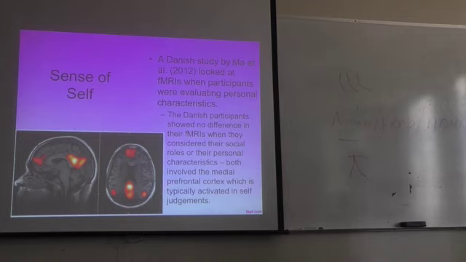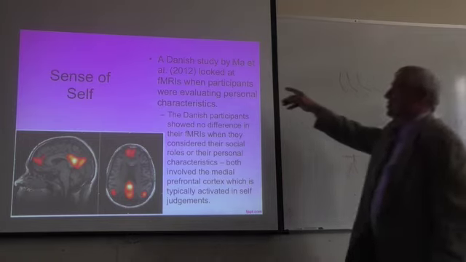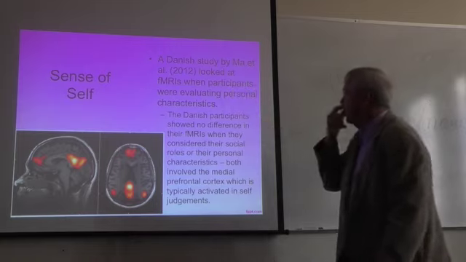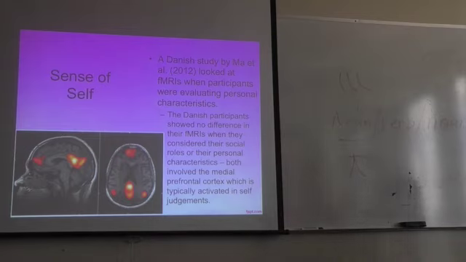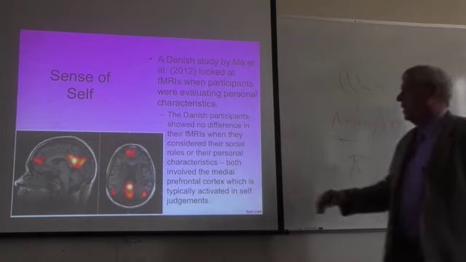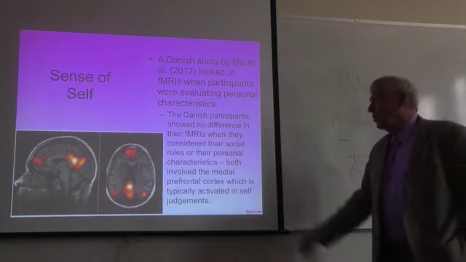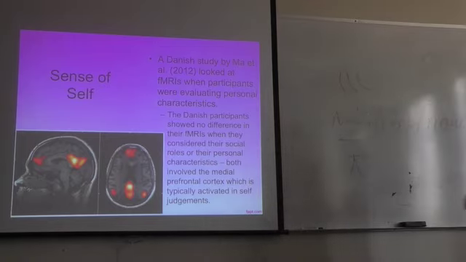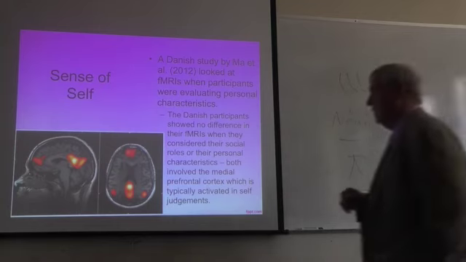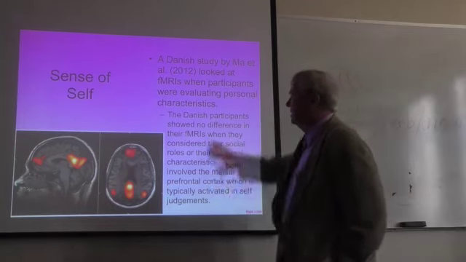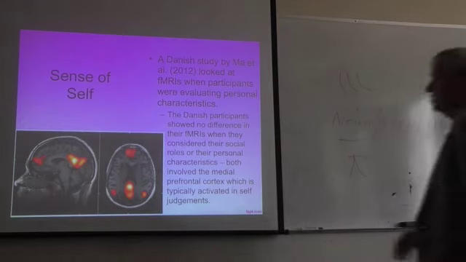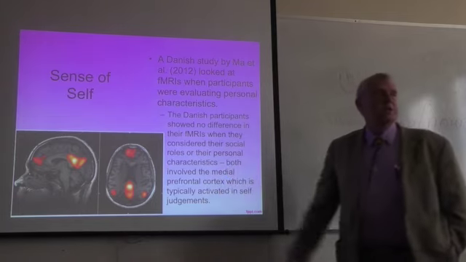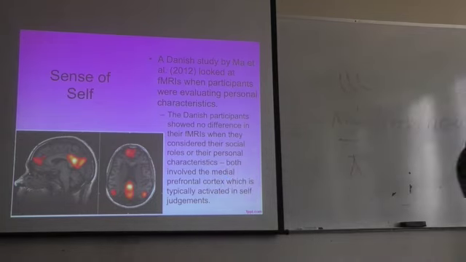Now I remember. Anyway, so Ma did research in 2012 in Denmark. He looked at functional MRIs when participants were evaluating personal characteristics. The Danish participants showed no difference in their functional MRIs when they considered their social roles or their personal characteristics. Both involve the medial prefrontal cortex, which is typically activated in self-judgment. So here we had this situation where they were looking at not only who they were personally, individually, but also what their job was in society. And the same area of their brain lit up.